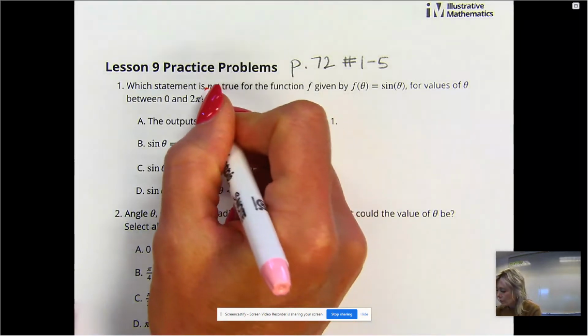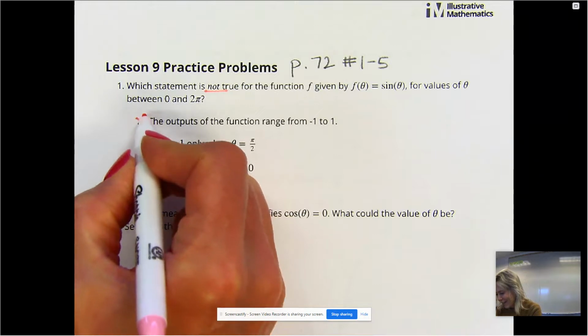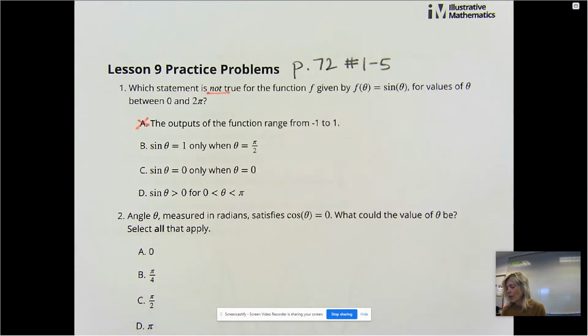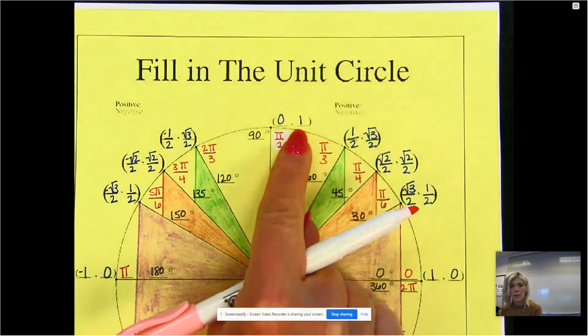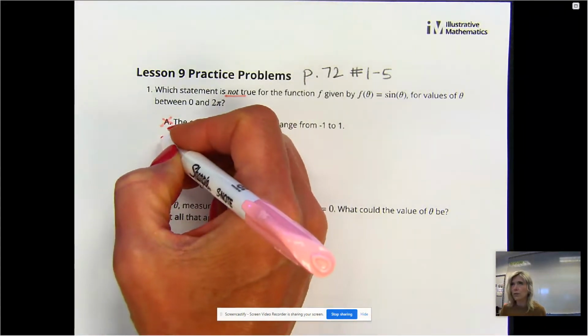So this is not true because it's true, so not A. B, the sine of theta equals 1 only when theta is pi over 2. And that's true. This is the only time that the sine is equal to 1. These are equal to 0, and then down here is -1. So that's not true.